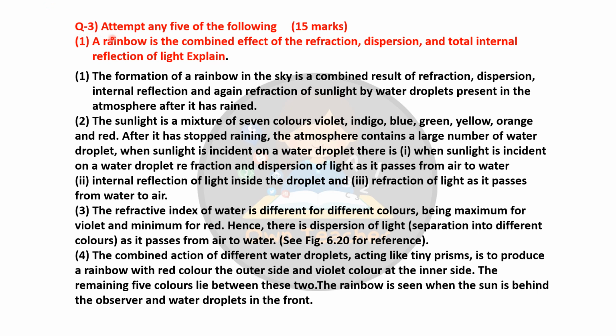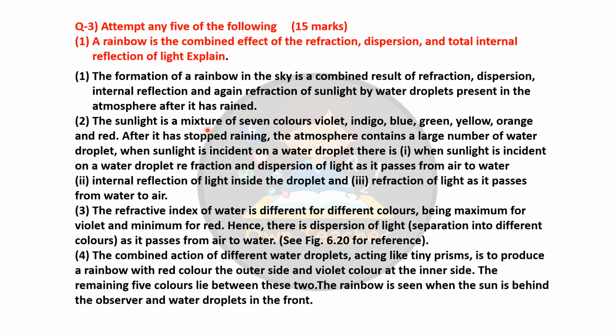Question 3. Attempt any 5 of the following for 15 marks. 1. A rainbow is the combined effect of the refraction, dispersion and total internal reflection of light. Explain. The formation of a rainbow in the sky is a combined result of refraction, dispersion, internal reflection and again refraction of sunlight by water droplets present in the atmosphere after it has rained.